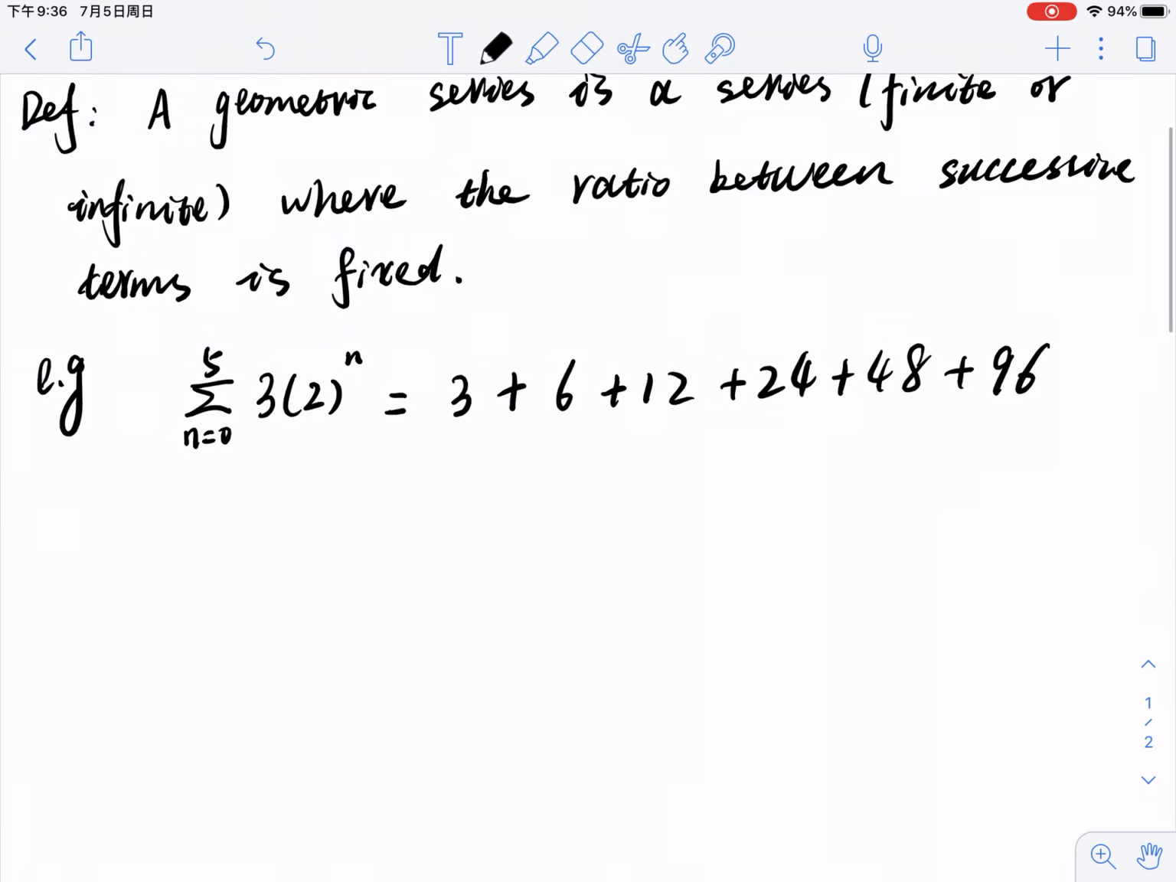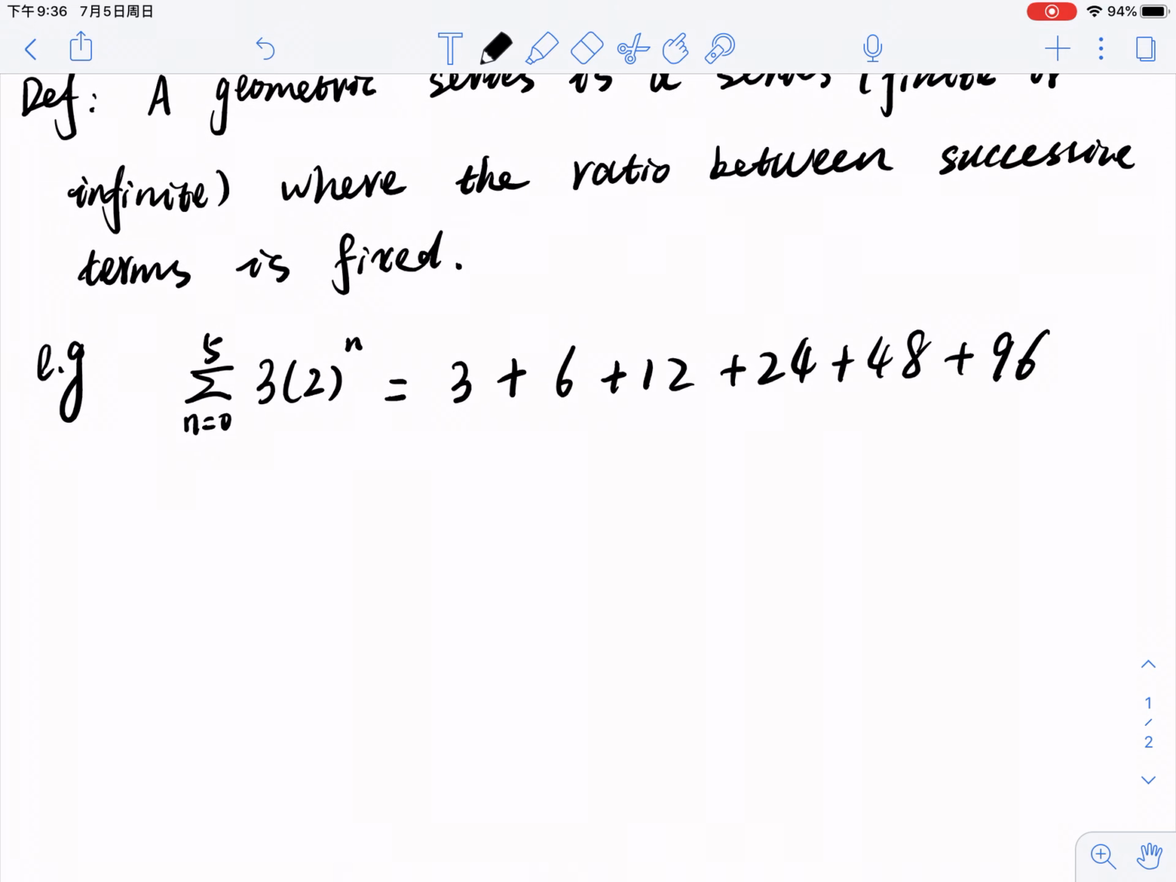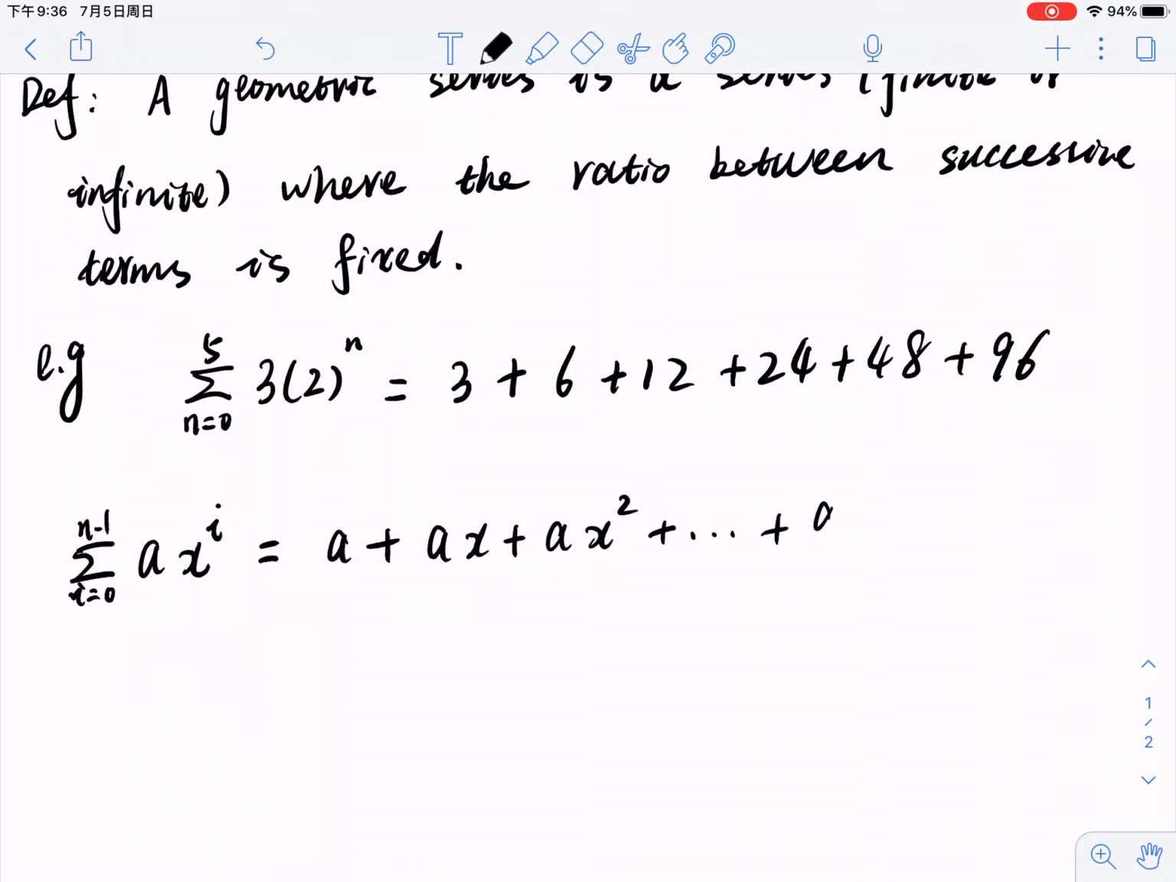In general, a finite geometric series has the form sigma i from 0 to n minus 1 of ax to the i. So this is a plus ax plus ax squared, up to ax to n minus 1. This is a finite geometric series.